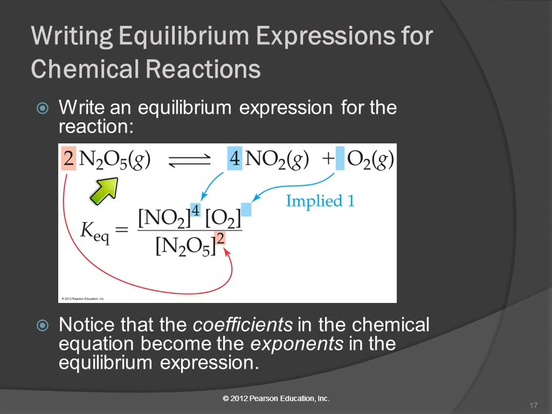And then the reactant is N2O5. There's only one of them, so that goes down here. And the coefficient was 2, so the exponent is 2. So the coefficients become the exponents. Do you see what's going on there? Kind of looks like a jumble of letters, but there's actually a pattern in there.